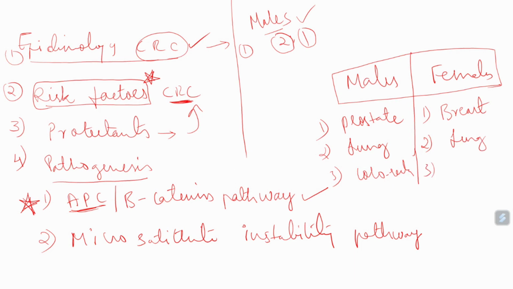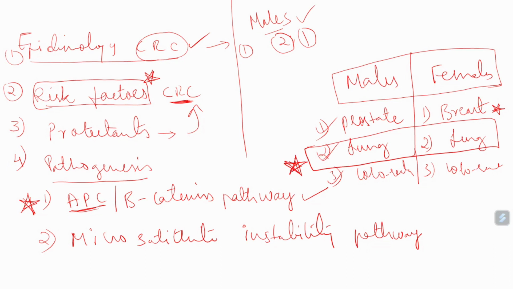And the third most common is again colorectal cancer. In males, the most common cancer is prostate, second is lung, and third is colorectal. In females, the most common cancer is breast cancer, then lung, same as males. And regarding death from cancer, I told another point: among the mortality in both males and females, lung cancer is killing the most patients.